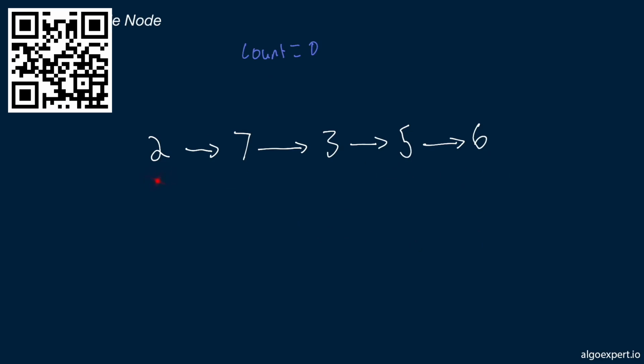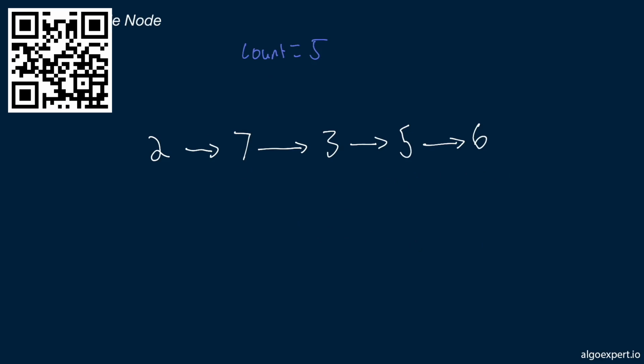So we start on this first node, and when we get to it, we increment our count to be 1, and then we get to the next number, which is the 7, and we increment our count to be 2. And then, of course, we would get to the 3, and we increment our count to be 3. We would then get to the 5, and increment the count to be 4. And then we would get to the 6, and we would increment the count to be 5. And at this point, our count is the length of the linked list.